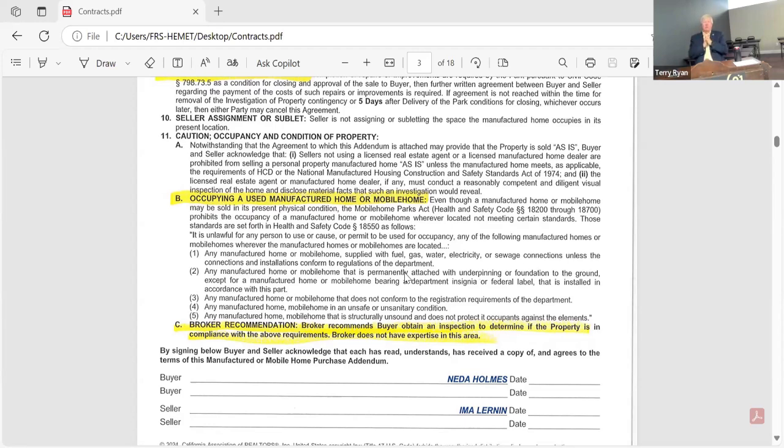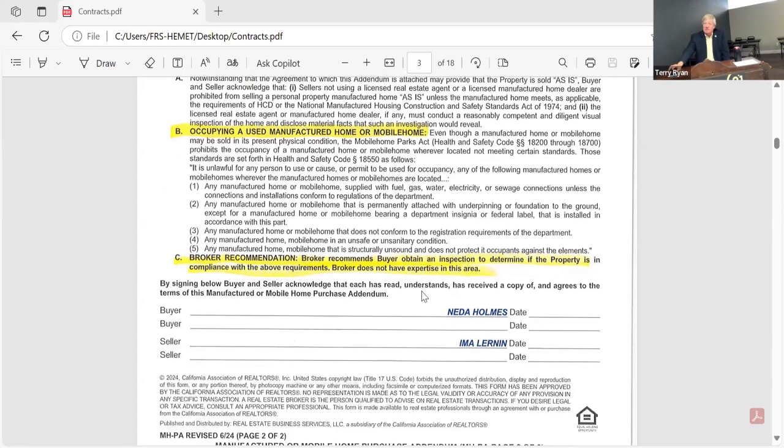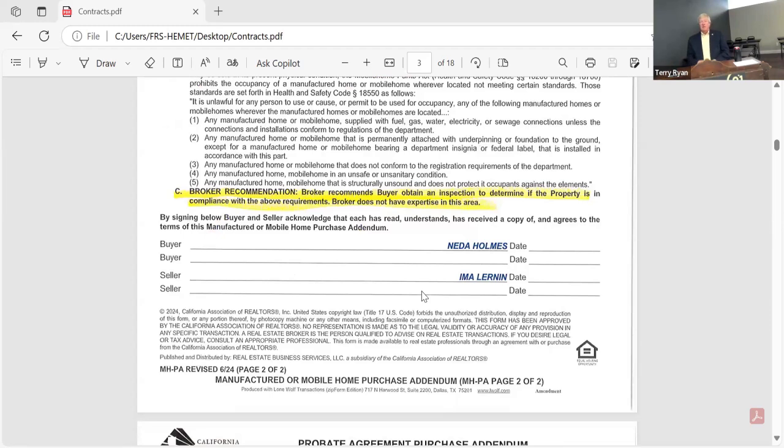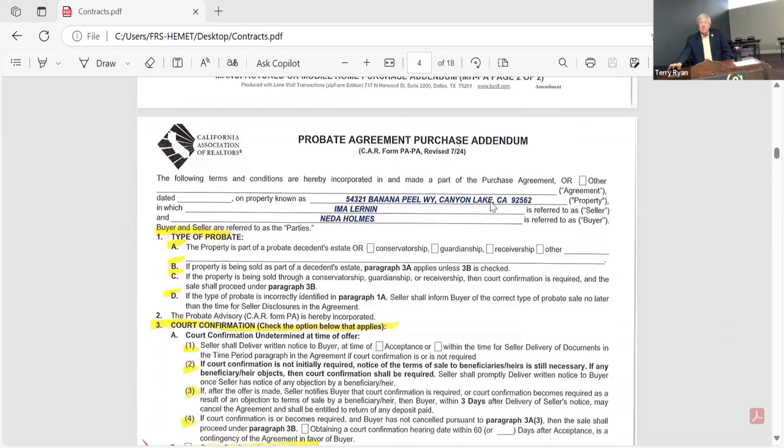So we don't have expertise in this area. Usually we might know a little bit, but we certainly don't have expertise. And so the broker recommends that the buyer obtain an inspection to determine if the property is in compliance with the requirements. And we have everybody sign off on it, and then that addendum is finished, and that's done anytime we have a manufactured home.